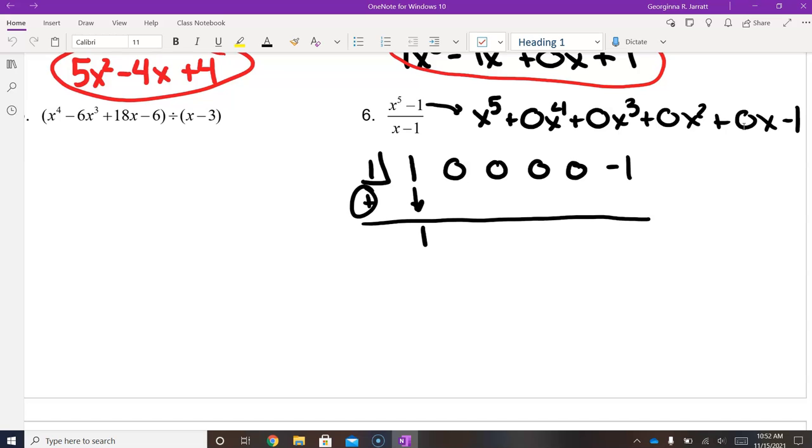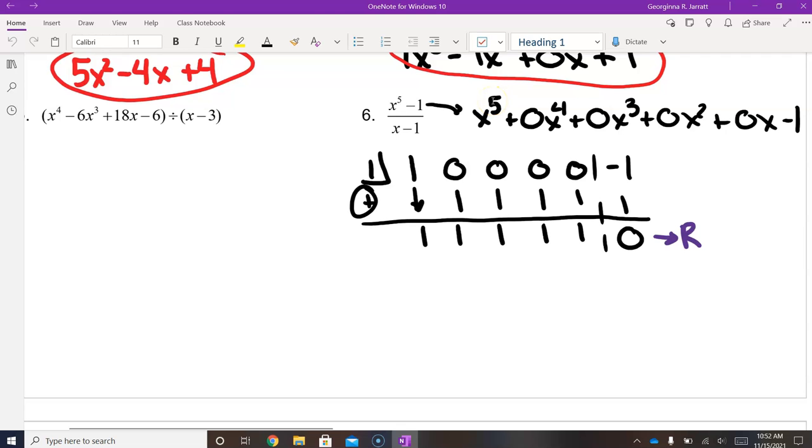1 times 1 is 1. Add, 0 plus 1 is 1. Multiply is another 1. 0 plus 1 is another 1. It's a lot of ones. And then multiply again, add again, multiply again, add again, and multiply. But here, look, woohoo, we get a remainder of 0. So our remainder works out, it's 0, and it's just a bunch of ones.